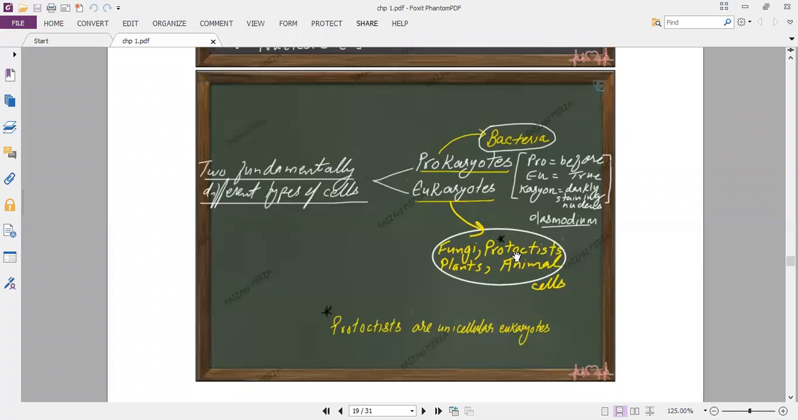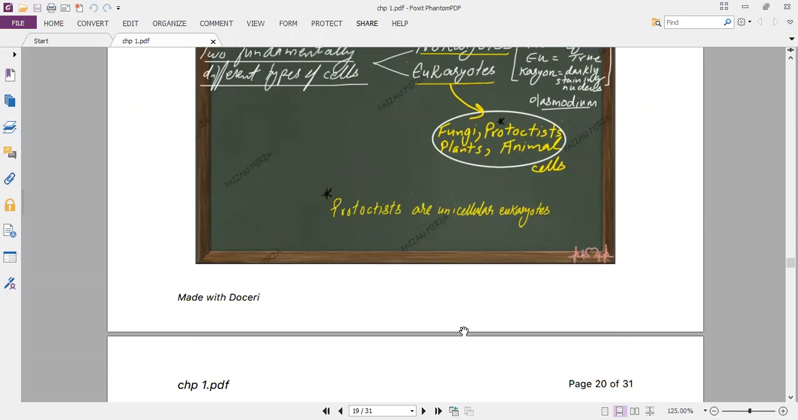Protocotes, again, these are all unicellular eukaryotes. They all have a nucleus. For example, the malarial plasmodium, amoeba, euglena, paramecium. These are all examples of protocotes. Do not confuse protocotes with prokaryotes. Then there are plant and animal cells. All these have one thing in common, that they all have a nucleus in which the DNA is housed.